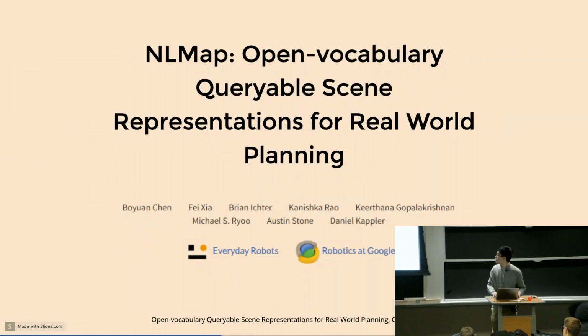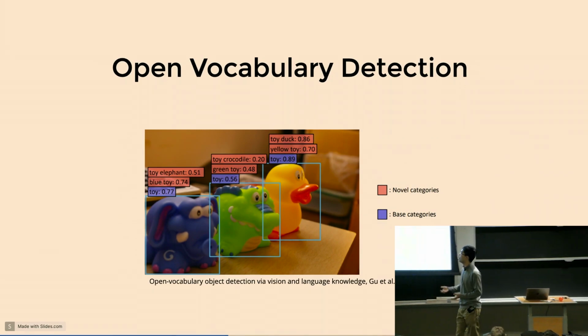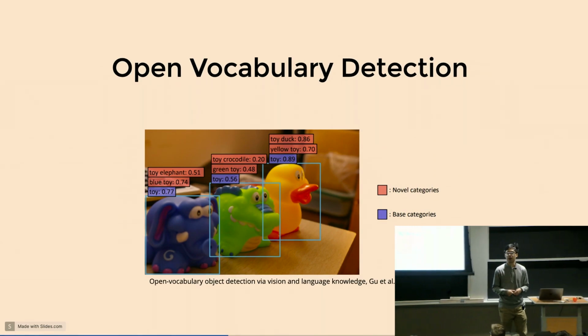So then there came a lot of work, including one of my works, on grounding language models with the visual world. Some background here is that in recent years, our vision tools are also way more powerful. We have open vocabulary detection, where we only need to give it an object name, and it will be able to draw a bounding box of the specified object, given your text prompt.